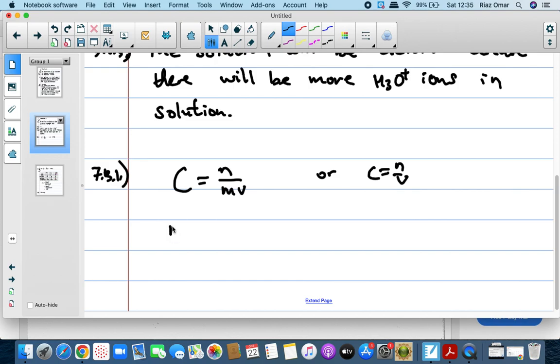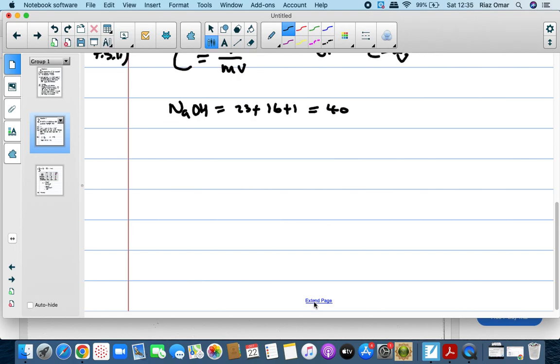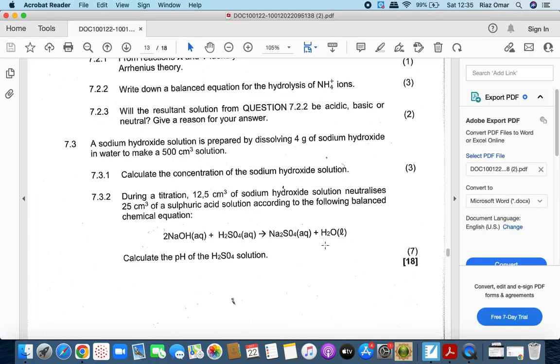If you have to work out the molar mass of NaOH, it will be 23 plus 16 plus 1. It gives you 40 grams per mole, right? So then if you work it out, concentration equals the actual mass, and they told us the actual mass is 4 grams. It will be 4 grams.